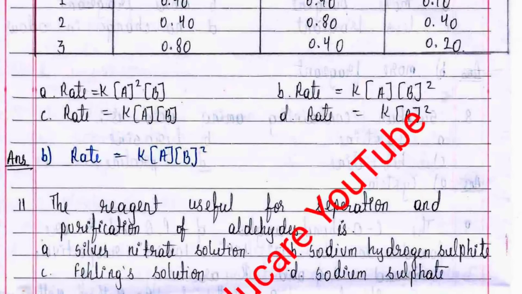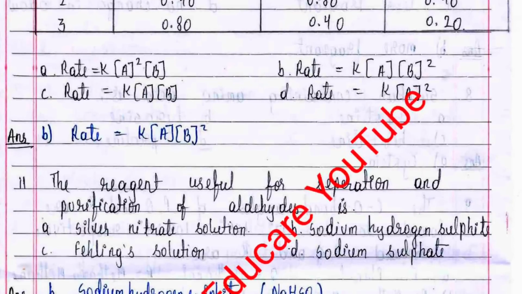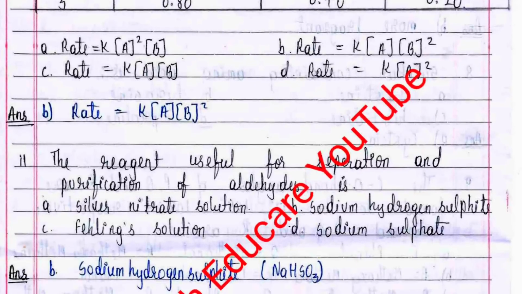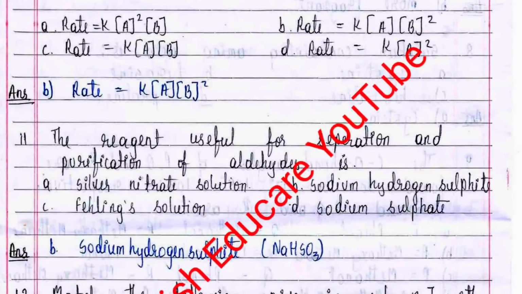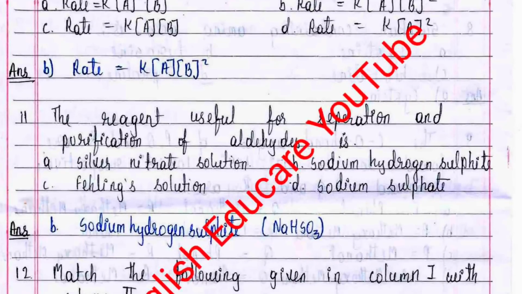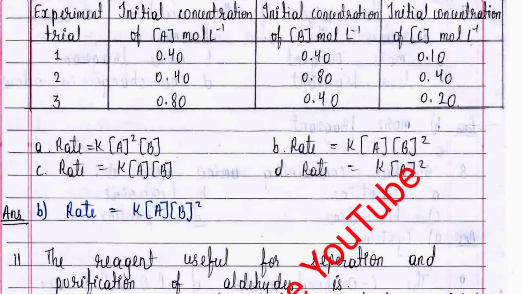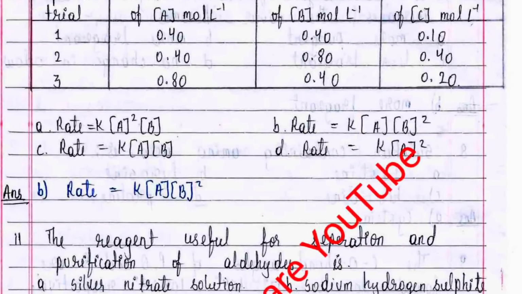A. Rate is equal to K[A]^2[B]. B. Rate is equal to K[A][B]^2. C. Rate is equal to K[A][B]. D. Rate is equal to K[A]^2. And the answer is B. Rate is equal to K[A][B]^2.